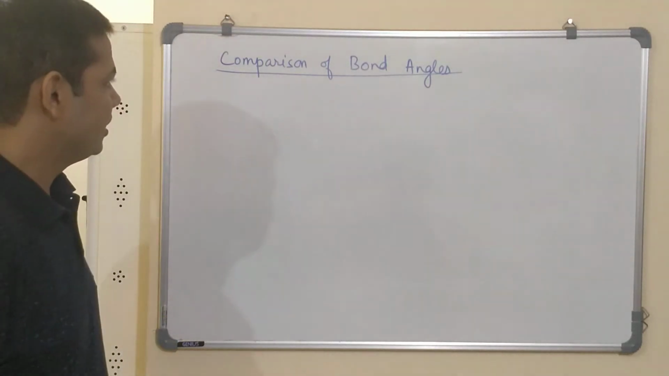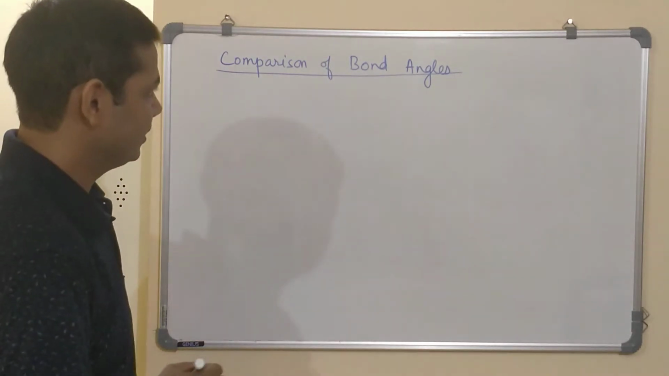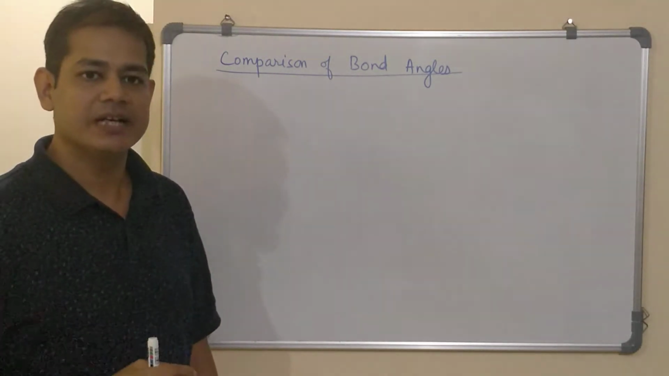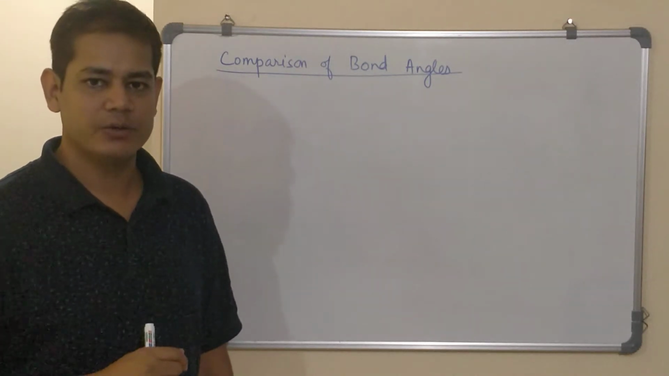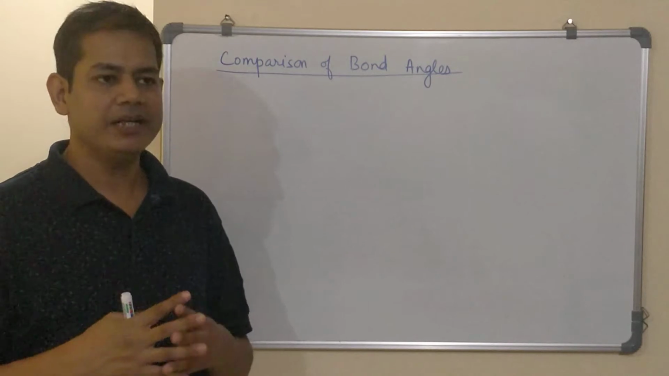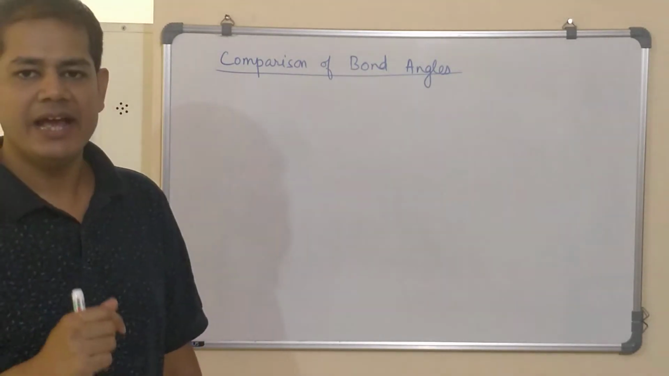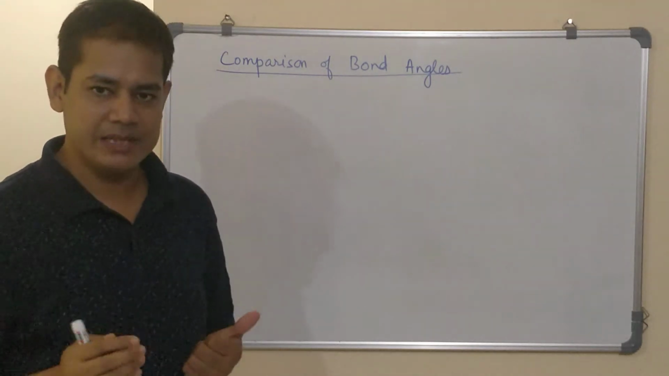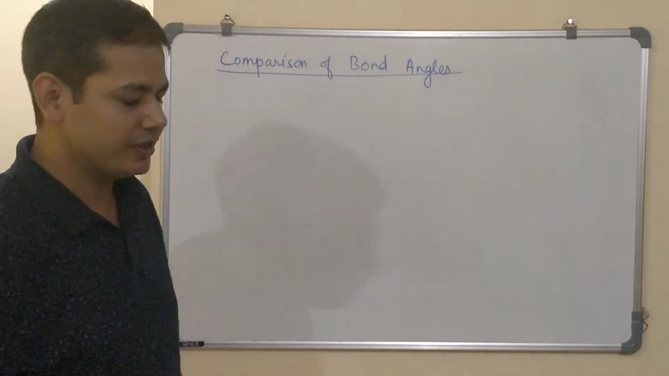Hello students, we will be learning the comparison of bond angles in different molecules. We will be comparing the bond angles in different molecules based on the concepts we have learned in hybridization and VSEPR theory, valence shell electron pair repulsion theory. I hope that you have a clear idea about VSEPR theory and the hybridization concept, because unless we know these concepts properly, we will not be able to understand the comparison of bond angles in different molecules. So let us start.